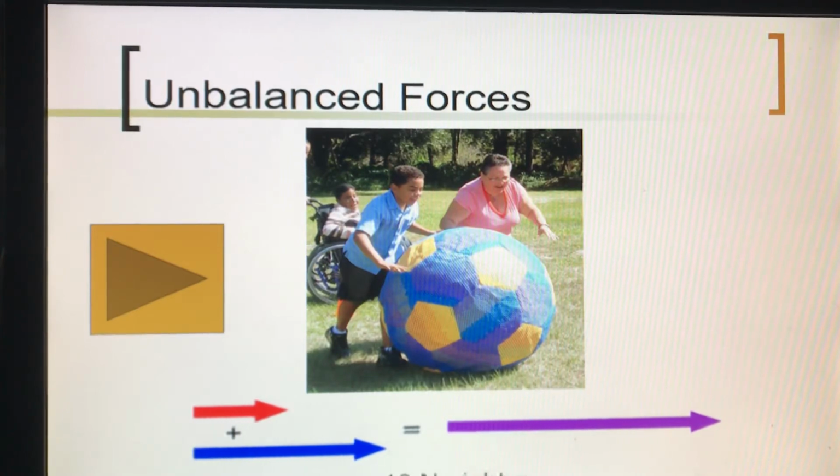Once again, you just do your math with the magnitude, 5 and 10. So 5 plus 10 is 15. You have to have a unit of newtons. And you're going to go, they're both going to the right. So your overall net force will be going to the right. So 15 newtons to the right.